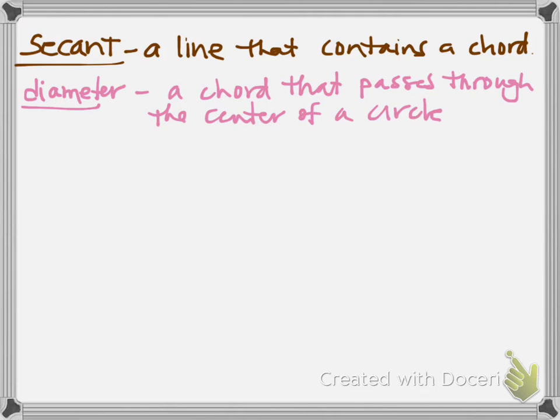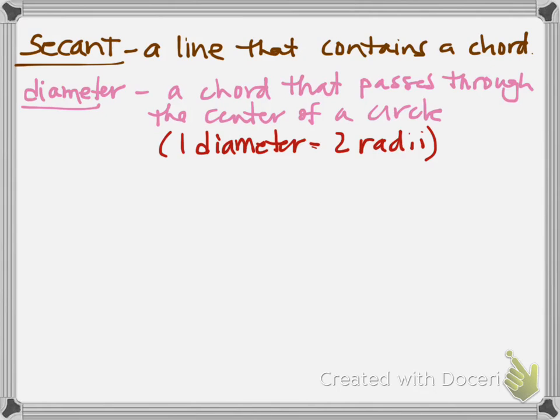And as an aside, who can tell me what the relationship is between the diameter and the radius? Isabel. The diameter is twice the radius. Okay. So 1 diameter equals 2 radii, and we don't say radiuses. We say radii.